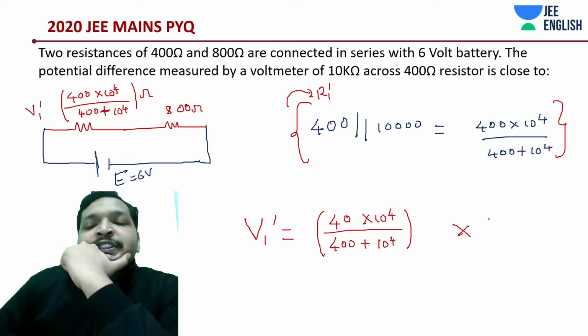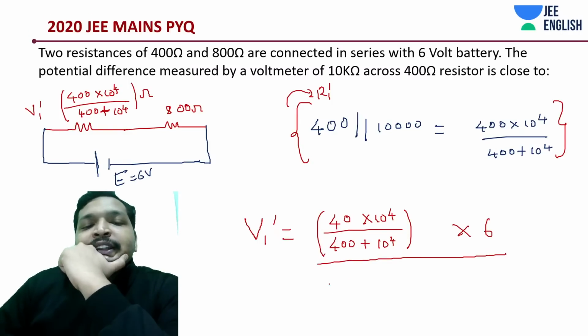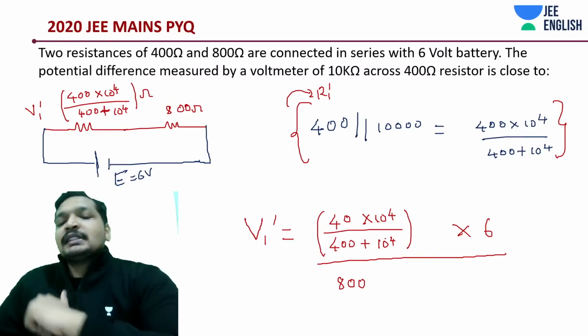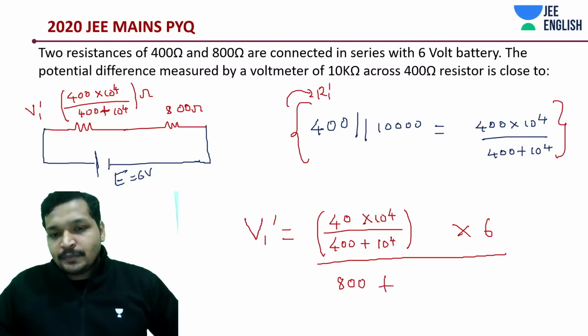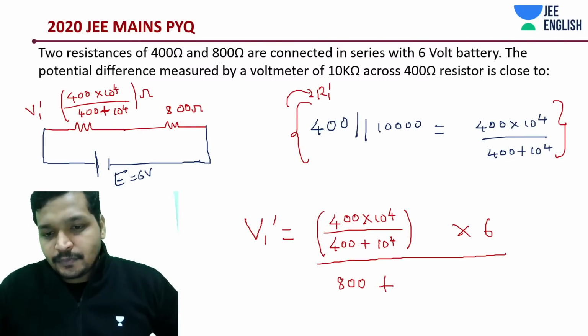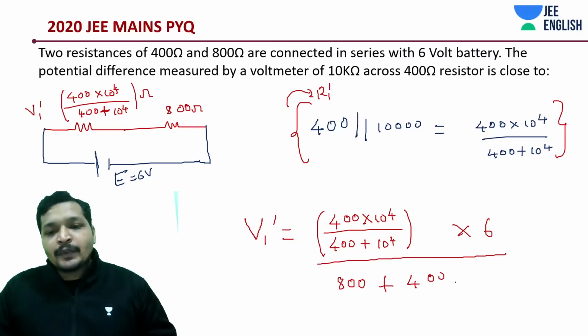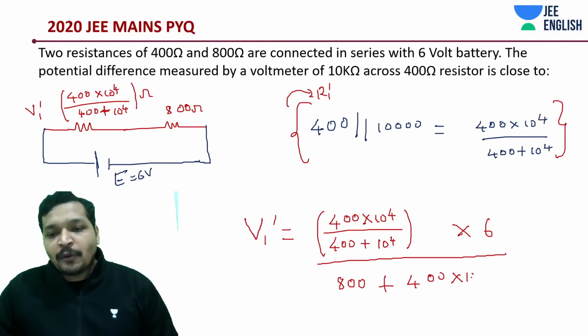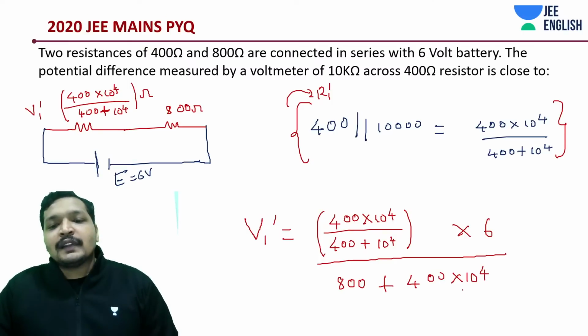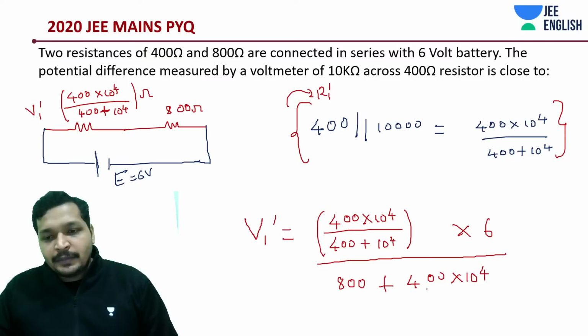Into some 6 volts should be there. And then on the denominator, what do we have? 800 ohms plus the same number. I'm going to do it step by step, but it's only one step. Basically, this calculation is only one step, almost one step. Okay, how do we guess whether it's 1.95? You'll come to know about it.